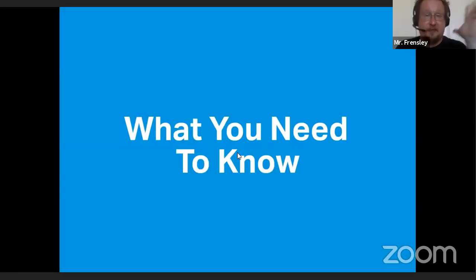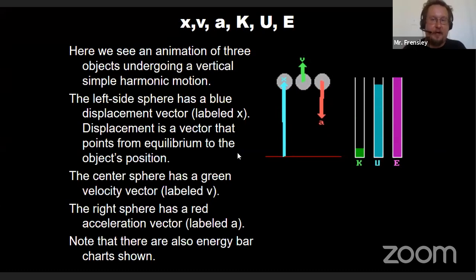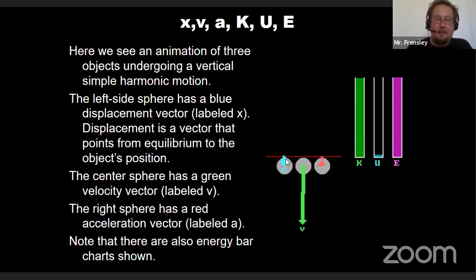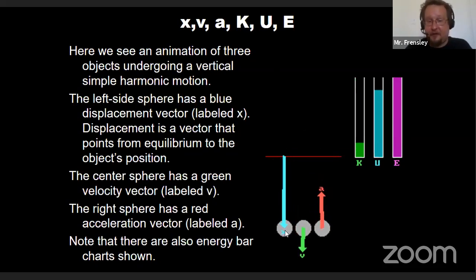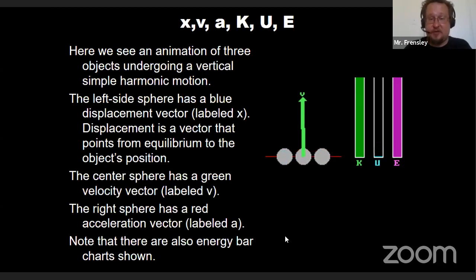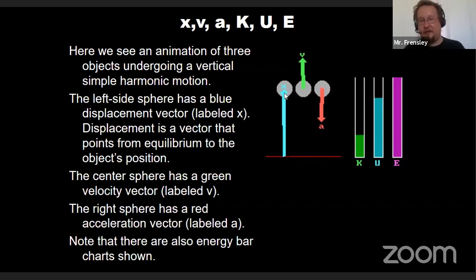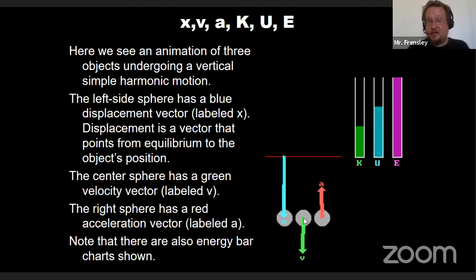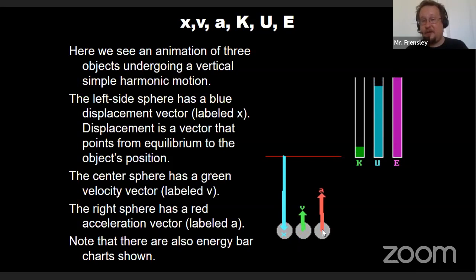Now, let's talk about what you need to know in terms of relating all these motion quantities together. So you see this animation right here, and I've got 3 objects in simple harmonic motion. The first object on the left has a blue position or displacement vector pointing toward it. So x is displacement, just points from the origin, which is the red line, to wherever the object is. Green velocity vector here on the second one, and you'll see how the velocity vector changed with time. We also have an acceleration vector right there.